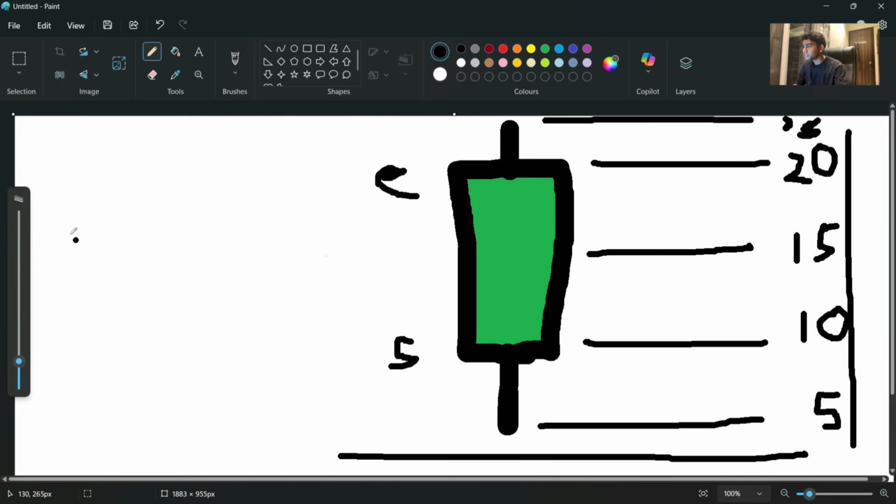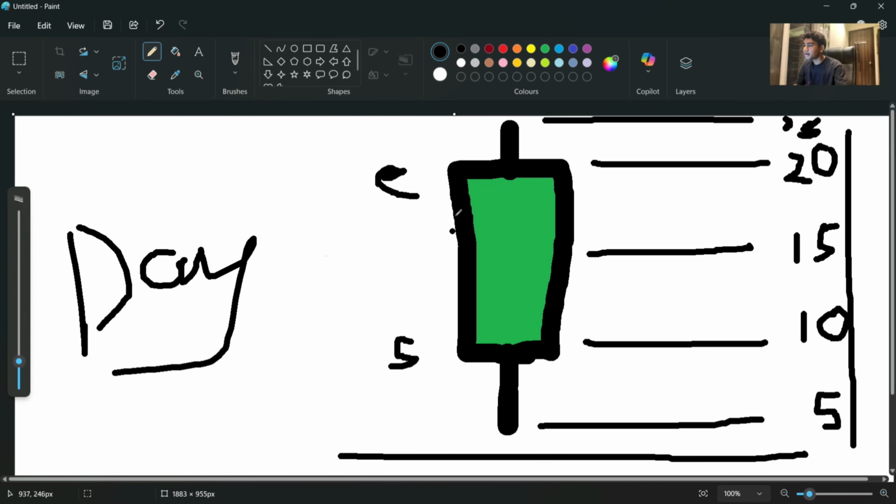If this is a day chart, then in the entire day, the highest point it has touched is 25, and the lowest point it has touched is 5. It has not gone below 5 and has not gone above 25. This is the lowest point, this is the highest point, and these are called wicks. This is the body, where it started at 10 and closed at 20.